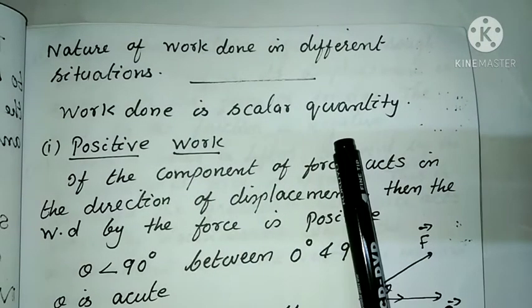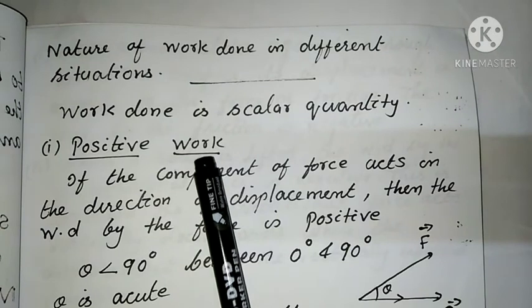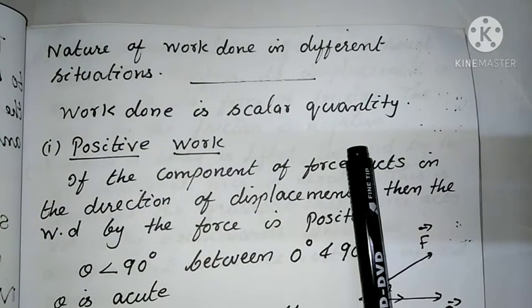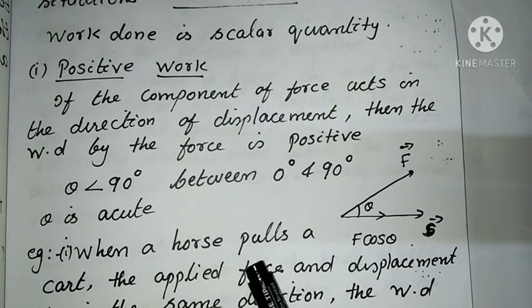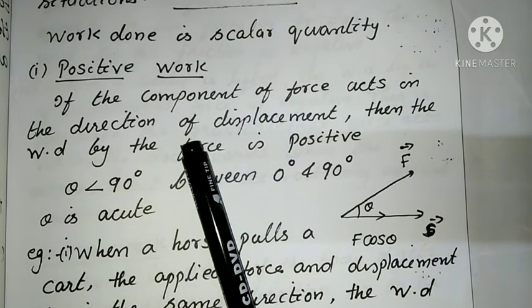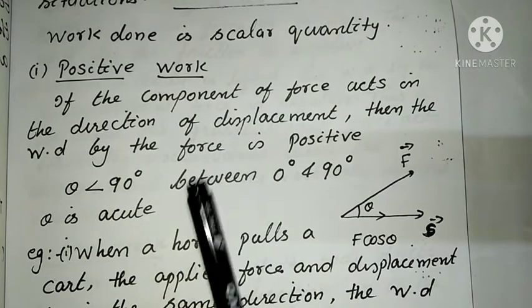Nature of work done in different situations. You know that work done is a scalar quantity, but it may be positive, negative or zero. So we can see the positive work, negative work and zero work with some examples.